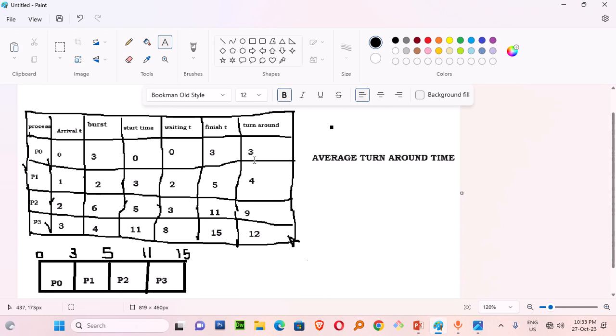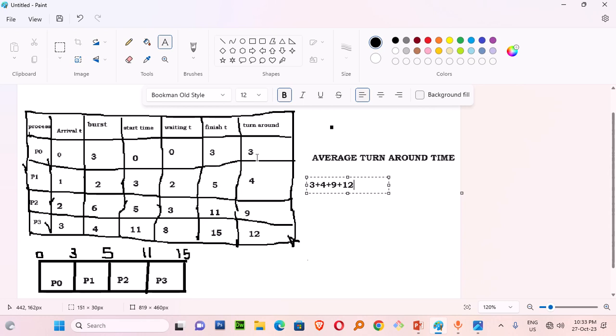For the average turnaround time, you add all the turnaround times, then you divide by the number of processes. The processes we have here are 4. We have P0 as the first, P1 as the second, P2 as the third, and P3 as the fourth. So we shall have 3 plus 4 plus 9 plus 12, and the whole of it divided by the 4 processes.